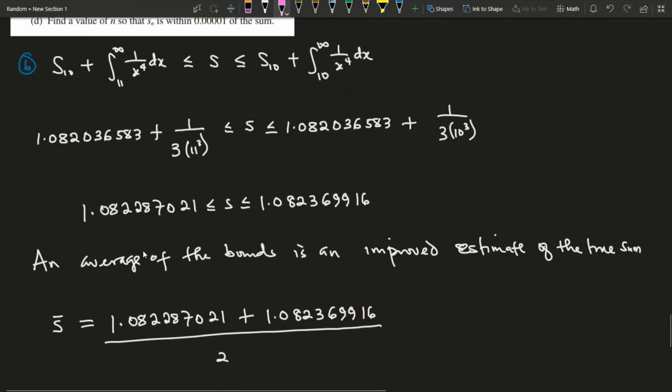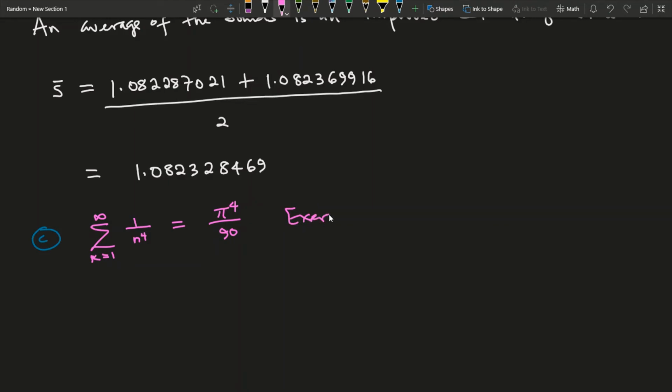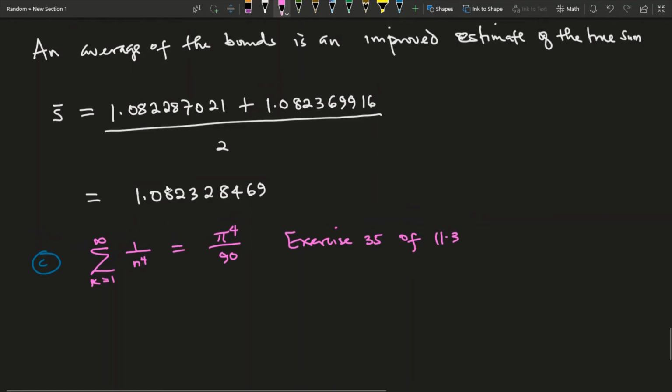So it turns out that Euler, probably using some advanced mathematics or tricks, was able to find that this series is actually exactly pi to the 4th over 90. And this is given in exercise 35 of section 11.3, just the exercise before 36, the one we're working on.